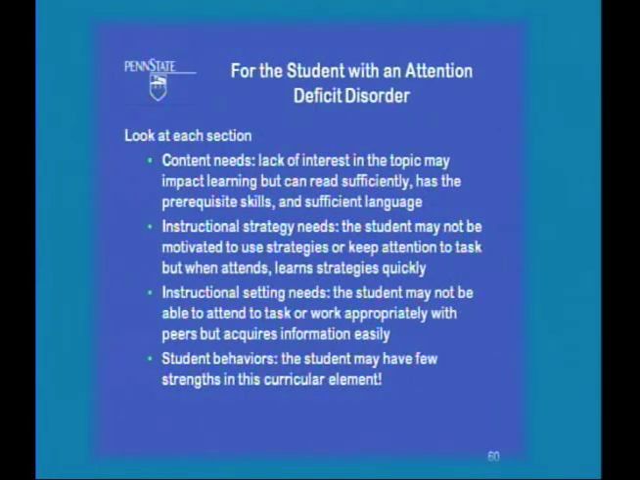Instructional setting needs. The student may not be able to attend to the task or work appropriately with peers, but can acquire the information easily. Finally, student behaviors. This student may have few strengths in this curricular element and may require some type of behavioral support or support for maintaining their attention in class.